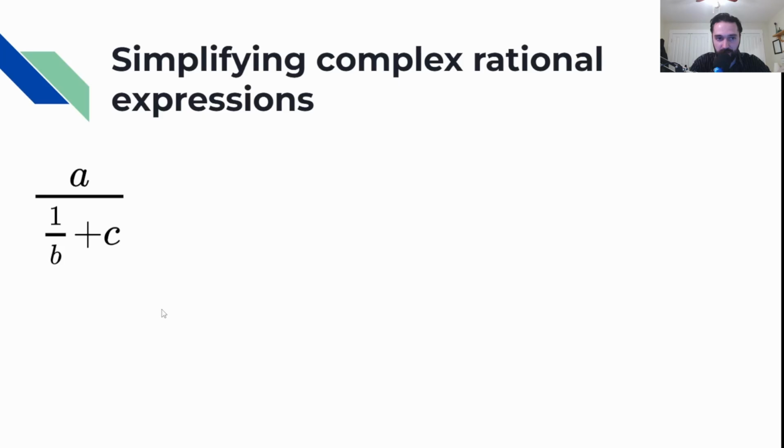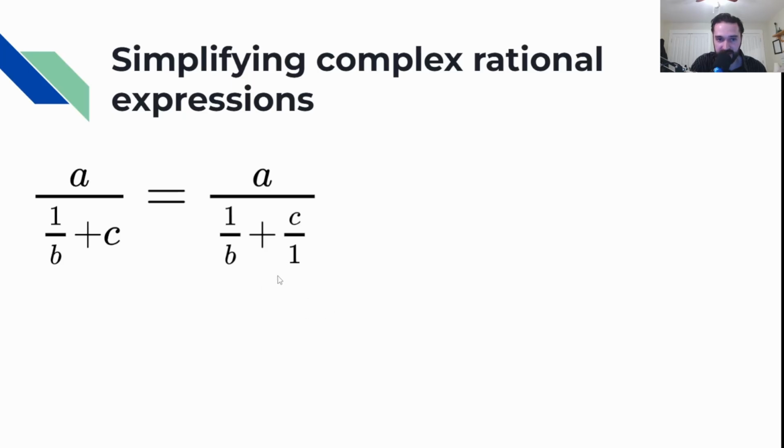So let's try the first one. In the denominator, we can see we have 1 over b plus c. We need to turn that into a single rational expression. So I like to take the first step here and just rewrite c as c over 1. I like to do that because it makes it more clear that we're doing fraction addition down here. So 1 over b plus c over 1.